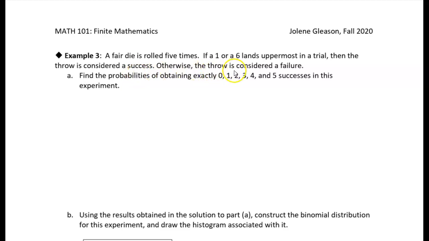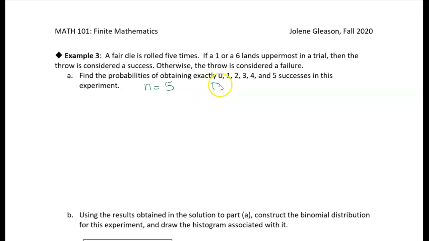Otherwise, it's a failure. And we want to find the probability of obtaining exactly 0, 1, 2, 3, 4, or 5 successes out of 5 rolls. So we have five trials, so n is equal to 5. We're rolling this die 5 times.